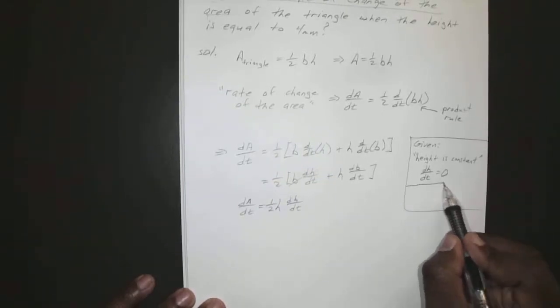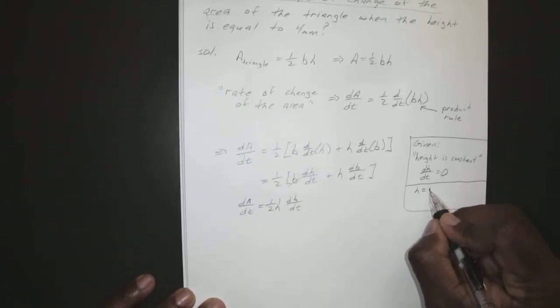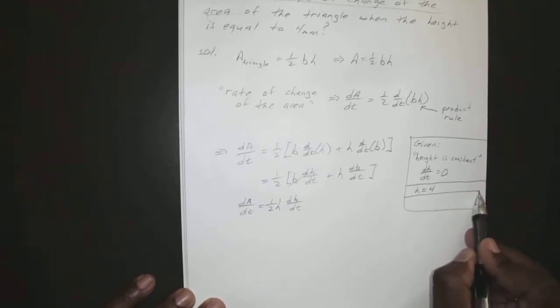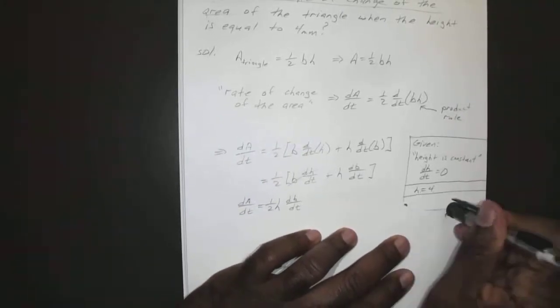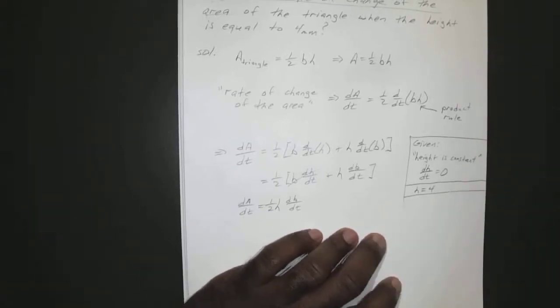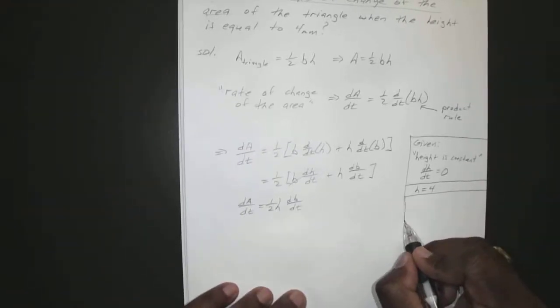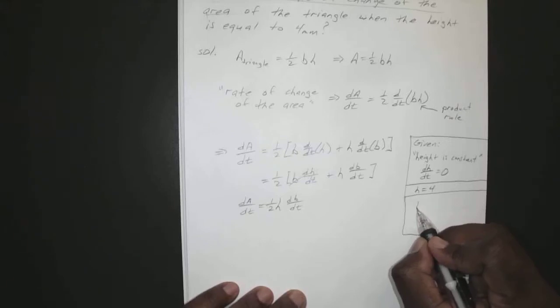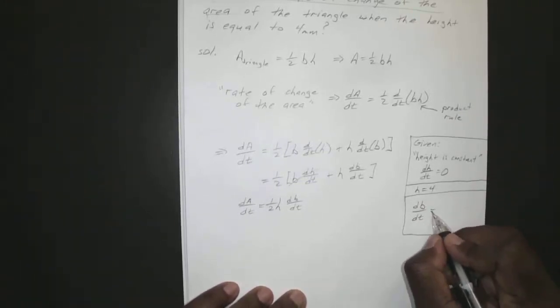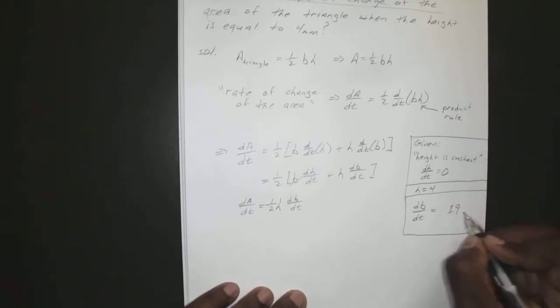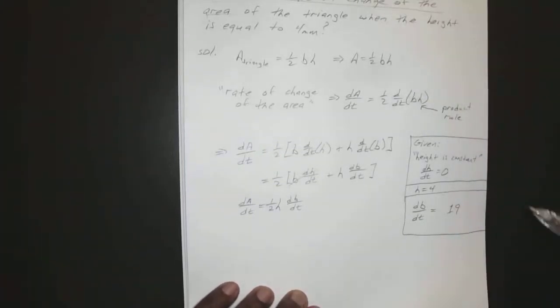is equal to 4, which is given. And we have our base that is changing at a rate of 19 millimeters per minute. Give that a little more room. So the rate of change of our base with respect to time is equal, we know it's 19, but because it's decreasing, we're going to make it negative.